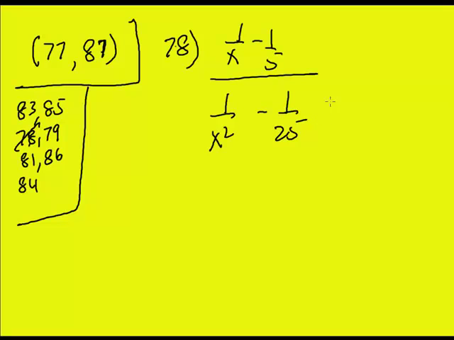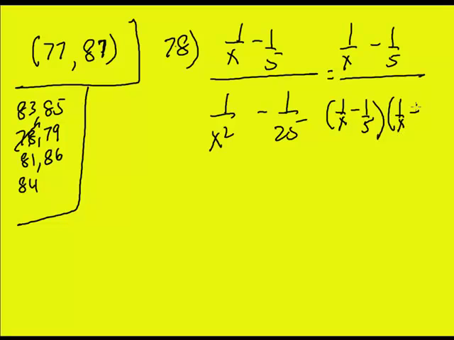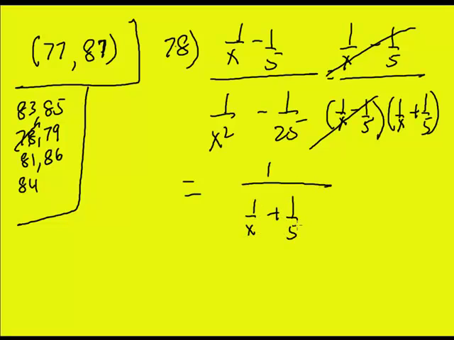The clever way is, if you notice, the bottom is a difference of two squares, and you can factor the bottom. So 1 over x minus 1 over 5. The bottom can be factored as 1 over x minus 1 over 5 times 1 over x plus 1 over 5. That's the difference of two squares. Now this cancels out. So I got a 1 on the top, and I got 1 over x plus 1 over 5 on the bottom.